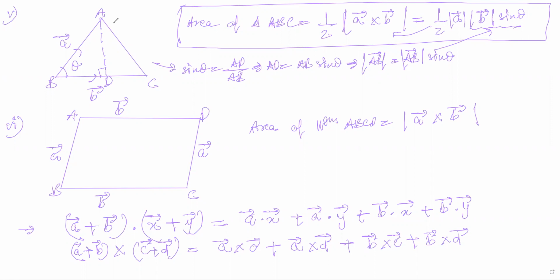Right? So this is an important application. Now, the application will be such that you will be given A vector and B vector. If A vector and B vector are given, then a vector perpendicular to both A and B will be A cross B, right?